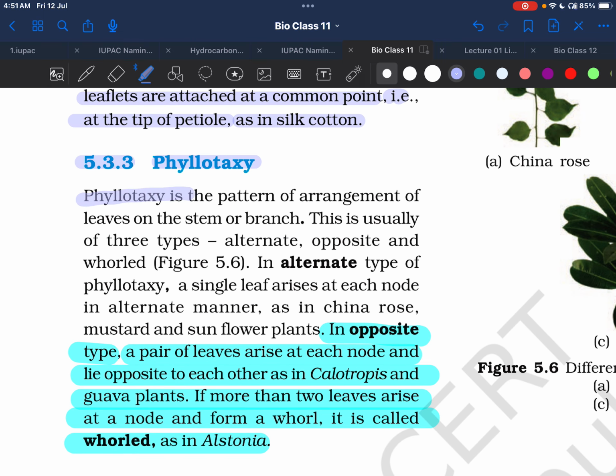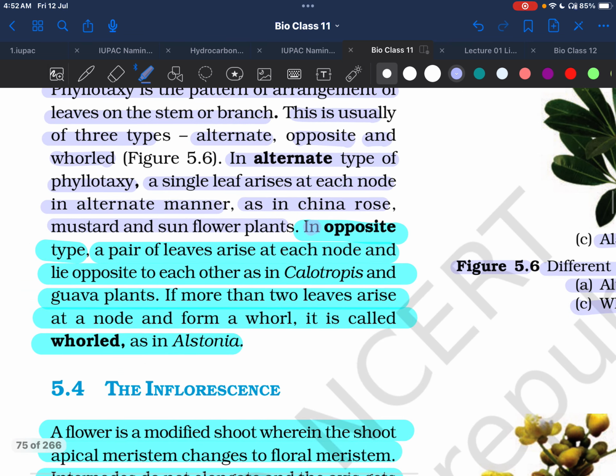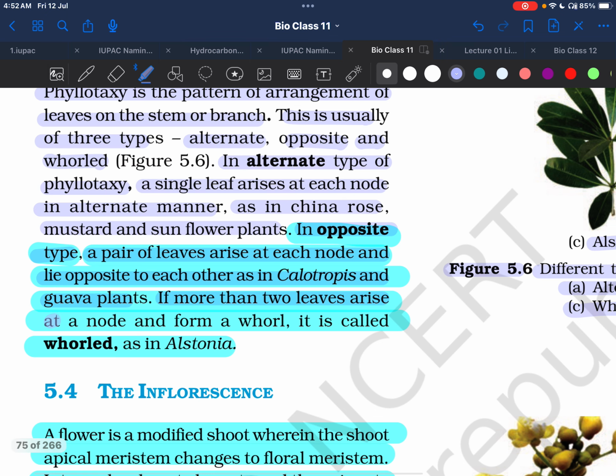5.3.3 Phyllotaxy. Phyllotaxy is the pattern of arrangement of leaves on the stem or branch. This is usually of three types: alternate, opposite, and whorled. In alternate type of phyllotaxy, a single leaf arises at each node in alternate manner, as in China rose, mustard, sunflower plants. Figure 5.6 Different types of phyllotaxy: A. Alternate, China rose. B. Opposite, guava. C. Whorled, Alstonia. In opposite type, a pair of leaves arise at each node and lie opposite to each other, as in Calotropis and guava plants. If more than two leaves arise at a node and form a whorl, it is called whorled, as in Alstonia.